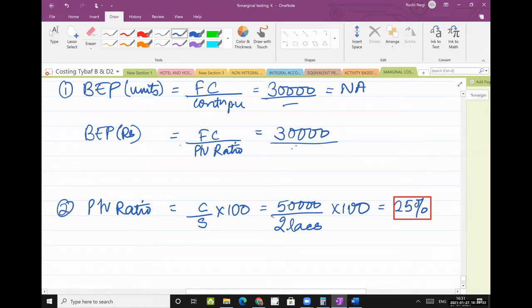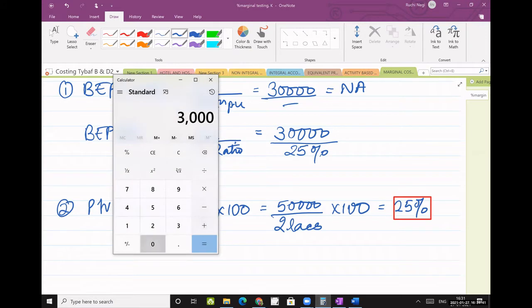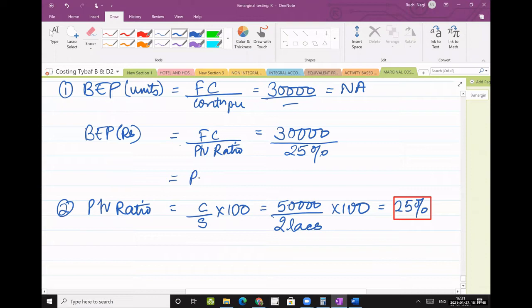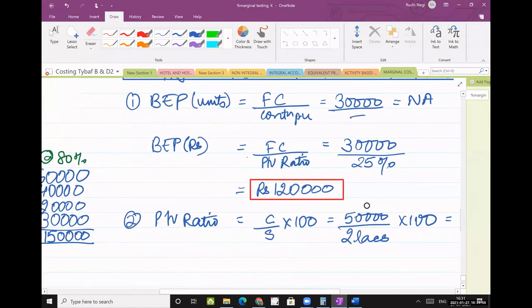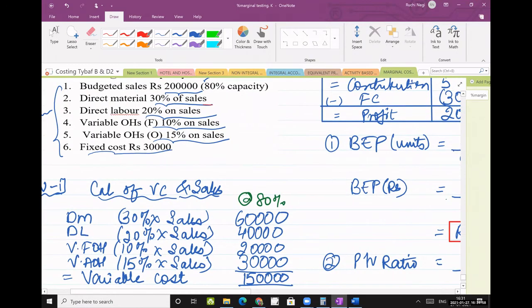Substitute this value here, 25%, and you will get your final answer. 30,000 divided by 25 percent, 1,20,000 is my break-even point. ठीक है, तो फर्स्ट पार्ट हो गया, सेकंड पार्ट हो गया क्वेश्चन का। थर्ड क्या पूछा है?